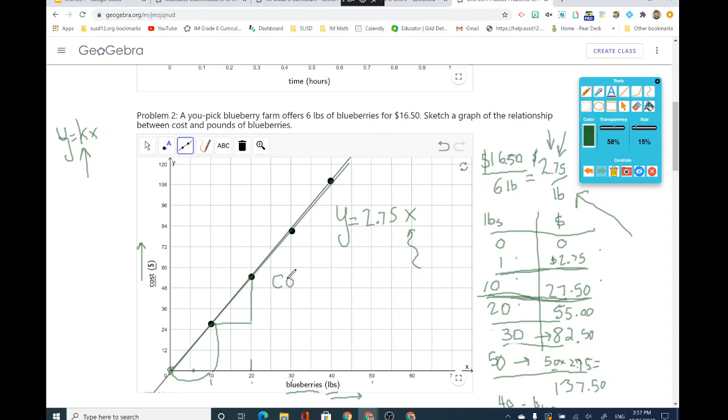Let me put this equation into words that are more familiar. The cost of your blueberries is going to equal $2.75 for every pound you buy, for every pound of blueberries. This is going to be multiplied, so I'm going to draw an asterisk right here. $2.75 times your pounds. So cost is represented by y. The cost equals your constant of proportionality, which is the price per pound, $2.75. And then the number of pounds, we represent that with the letter x, the variable x.